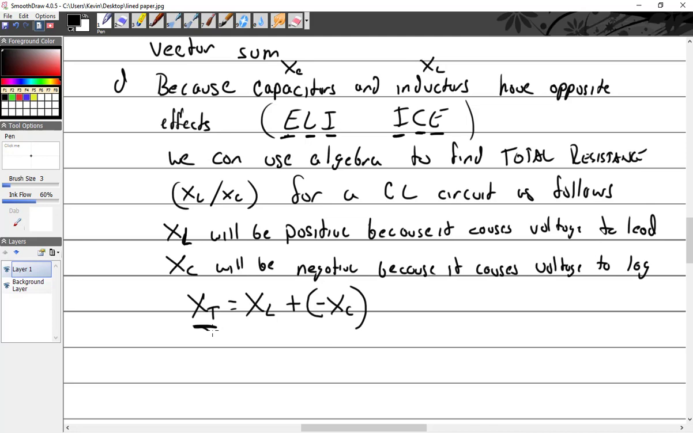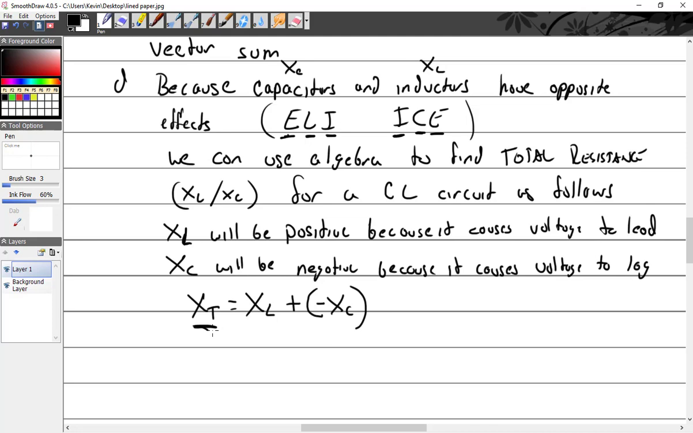So we look at X of L, all the hair dryers and such that are going on, and air conditioners. But we have way too many capacitors. Then X total will be a positive or negative number. It'll be a negative number, which means that it's capacitive and current is going to lead. So that's how you're going to get X total.